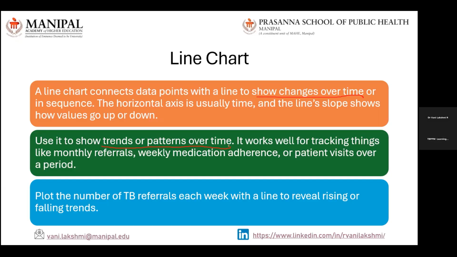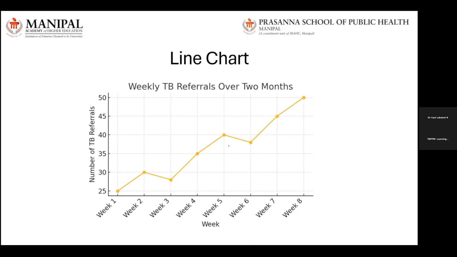We have a sample data here where I have chosen weekly TB referrals gathered over a period of 2 months in a particular location in Bihar. Let us assume. So, line chart, how do you start off? You first look at the number of cases in week 1. It is 25. Number of cases in week 2, it is 30. Number in week 3, 27-ish. 35. So you mark all these points and join all the dots with straight lines.